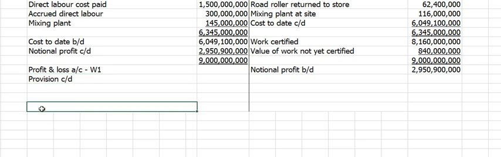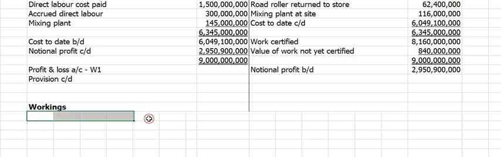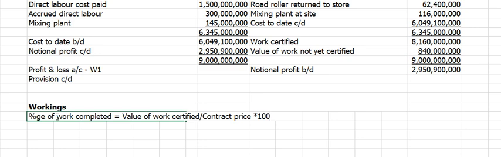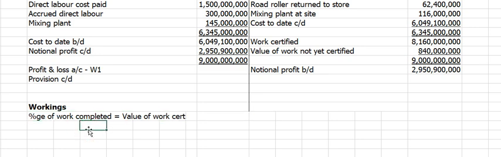So I have some workings down here. In this working, I'm going to show you how to arrive at the percentage of work completed. How do we get the percentage of work completed? We get the value of work certified over the contract price. Then we shall multiply that by 100% to arrive at the percentage of work completed.